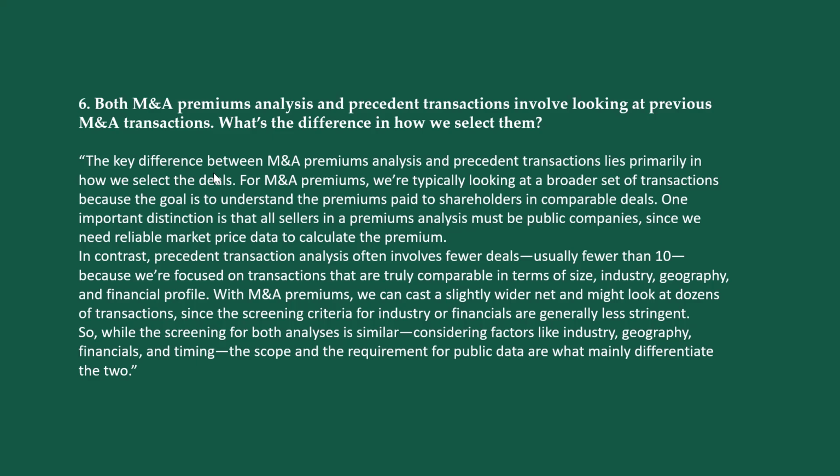So the bottom line is that both analyses rely on past transactions, but precedent transaction is about specific deal comparables and valuation multiples, while merger and acquisition premium focuses on historical premiums paid to public shareholders, allowing for a broader set of data. The stricter selection in precedent ensures comparability, whereas premium analysis prioritizes observable market trends. I hope this is clear. So let's move to question number seven now.